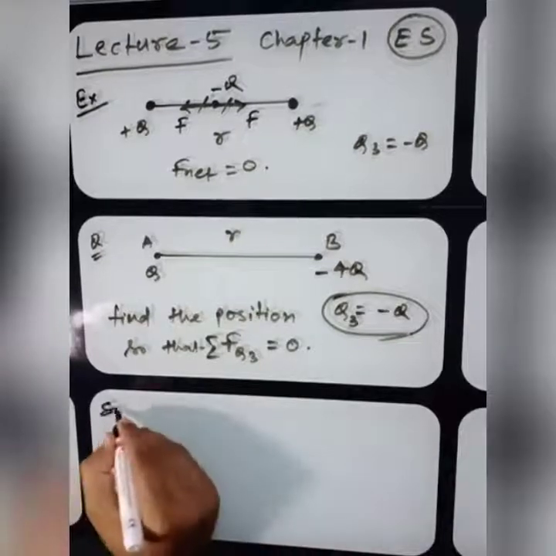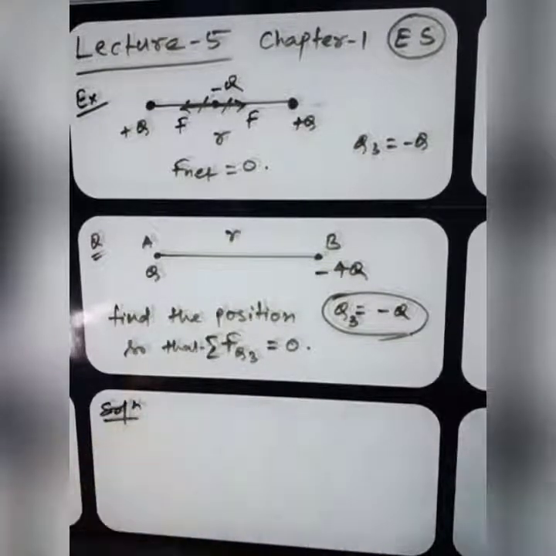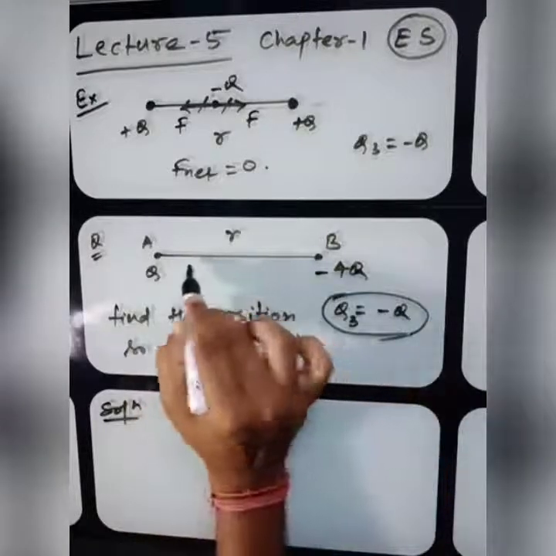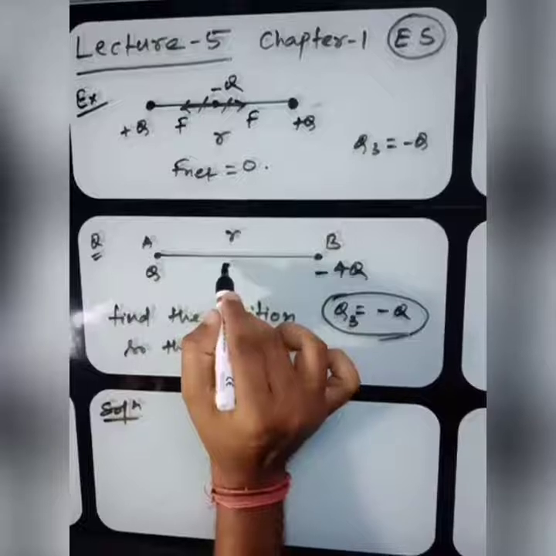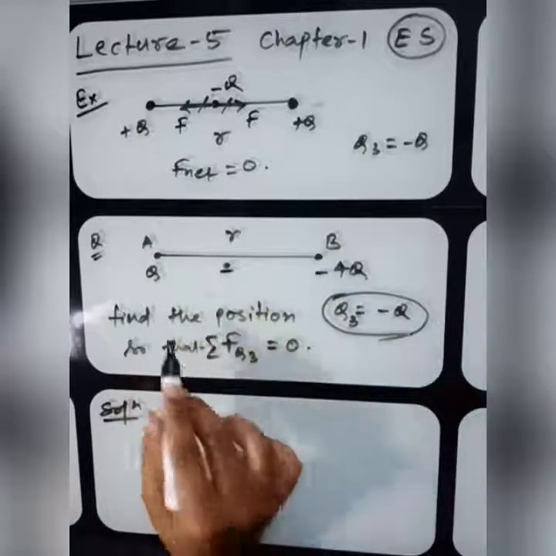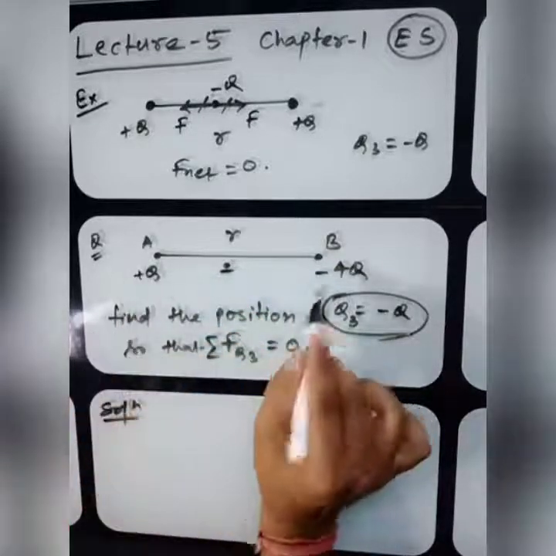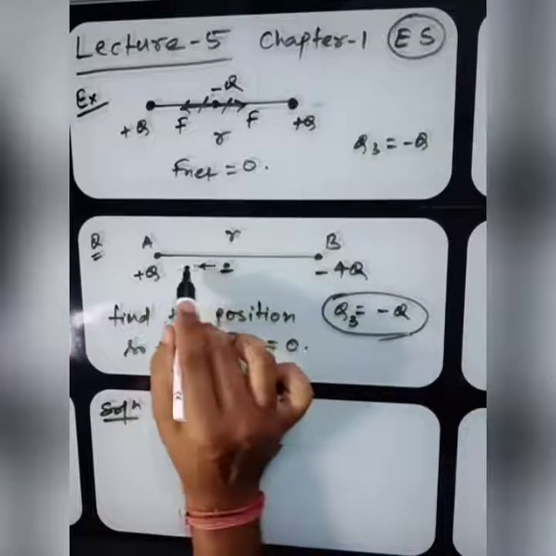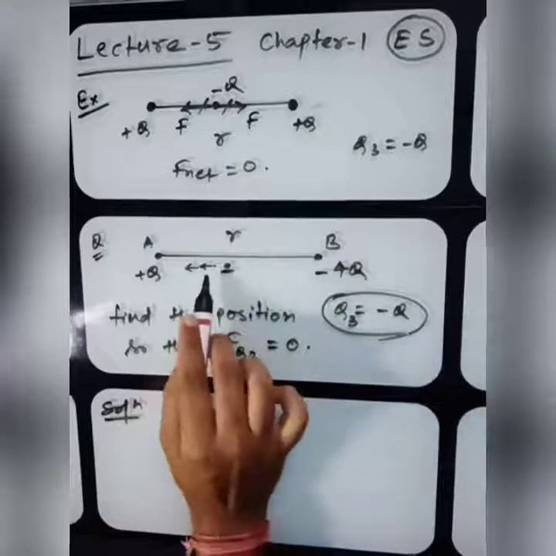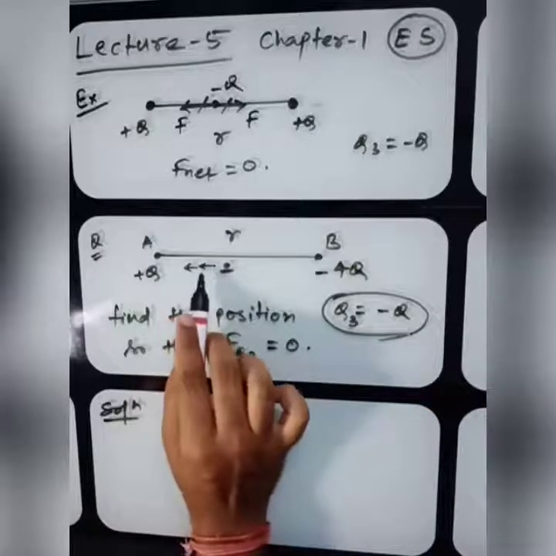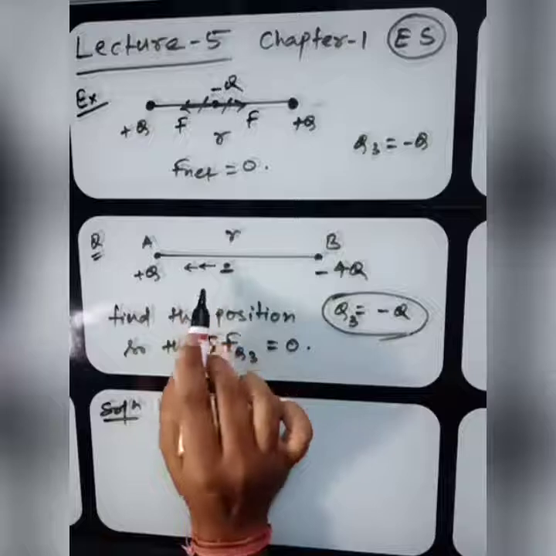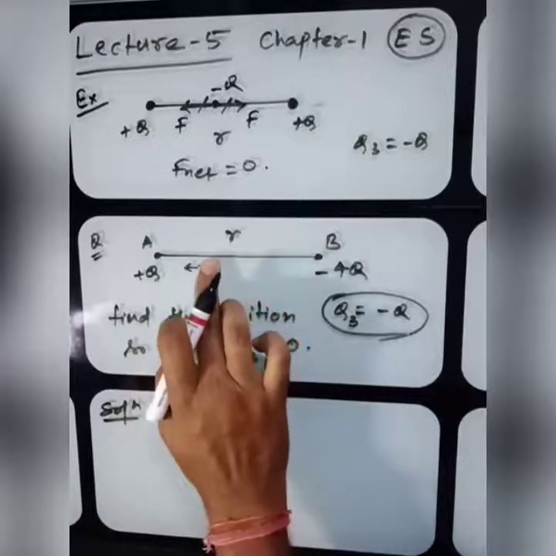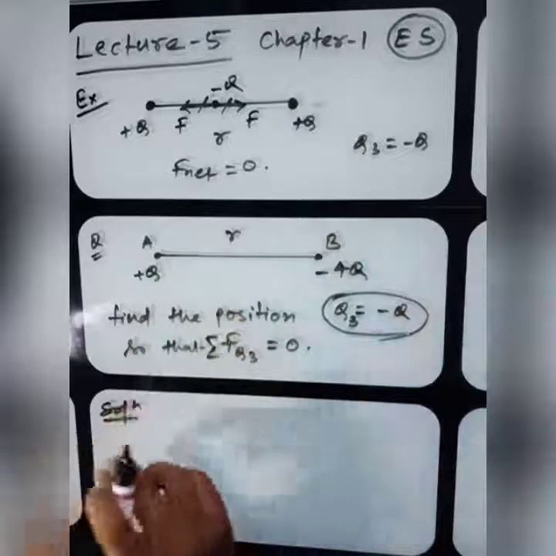Okay students, let me solve this question. If we put this minus q in between these two charges, what will happen? This is plus and this is minus. This minus will move toward this one and this minus will be repelled in this direction. Here the two forces are in the same direction, so the net force will never be 0. So we cannot place this negative charge in between these two charges.